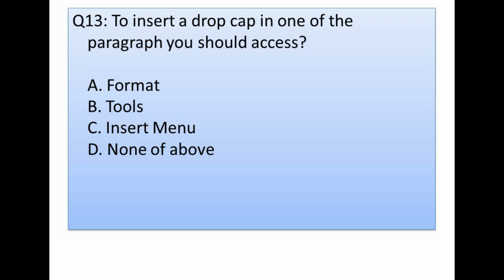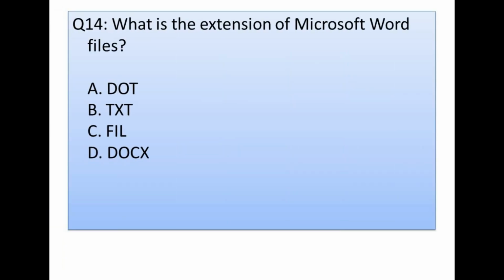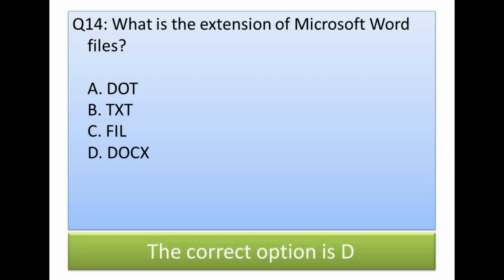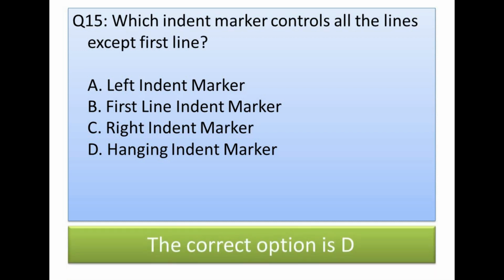To insert a drop cap in one of the paragraph, you should access format, tools, insert menu, none of the above. So the correct option is A. What is the extension of Microsoft Word files? Dot, text, file, docs. So the correct option is D. Which indent marker controls all the lines except first line? Left indent marker, first line indent marker, right indent marker, hanging indent marker. So the correct option is D.